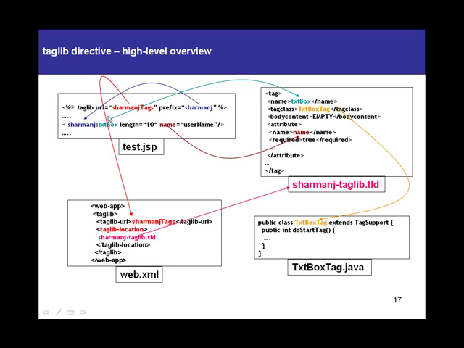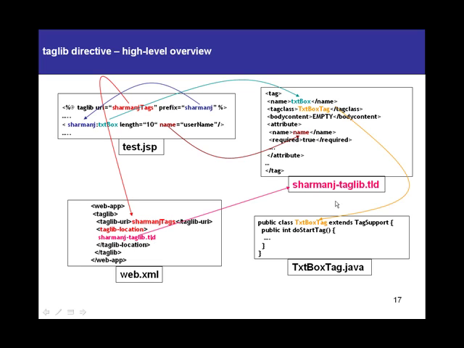So when I say Taglib URI is equal to Sharman's, the container is going to find this Sharman's tags in the web.xml file under the taglib element, right? So it's going to find this taglib URI with the name Sharman's tags. So it finds a match now. Okay, it says okay, I got a match there. Now it's going to see the taglib location, and it sees that the taglib location is Sharman's taglib.tld, right?